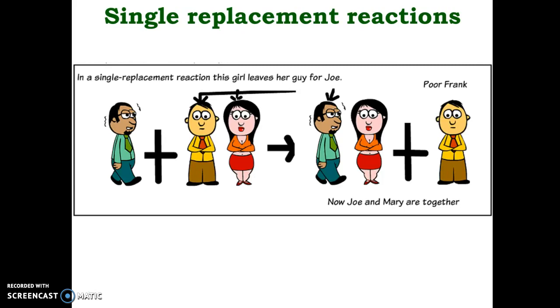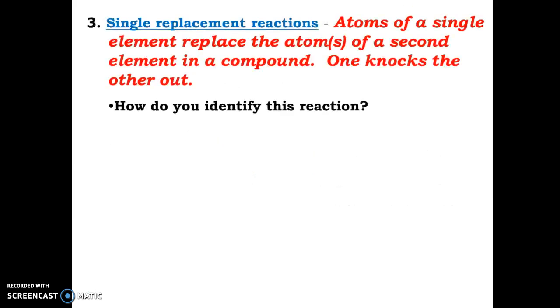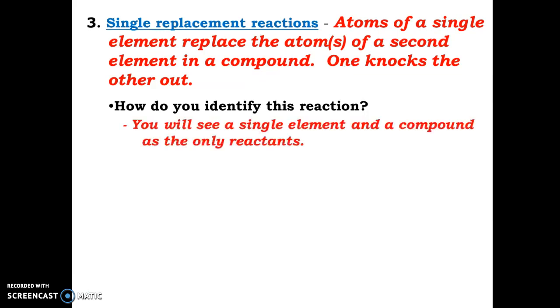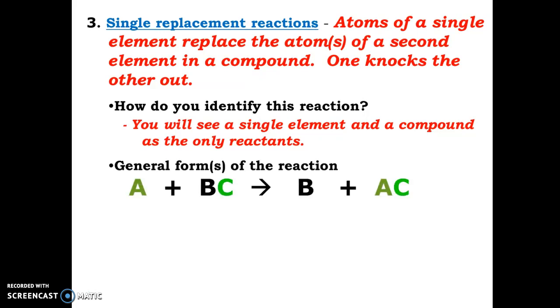And the same thing happens with elements. So a single replacement reaction happens when atoms of a single element replace the atoms of a second element. One knocks out the other. So you will see a single element and a compound as the only reactants, and also as the only products.